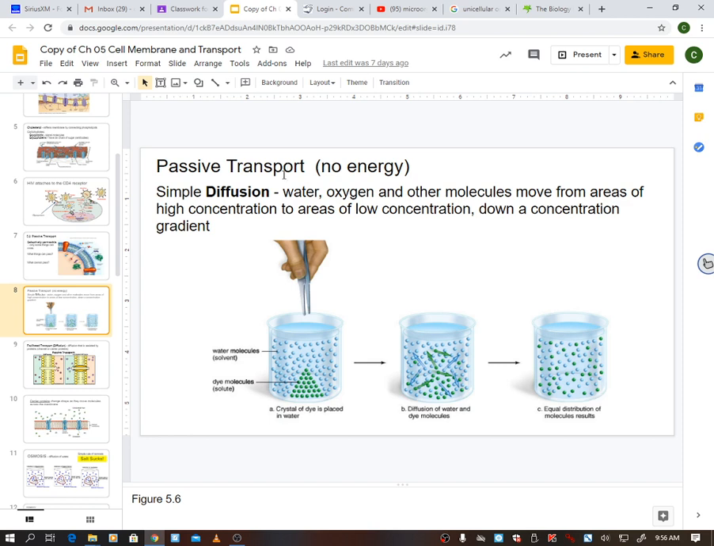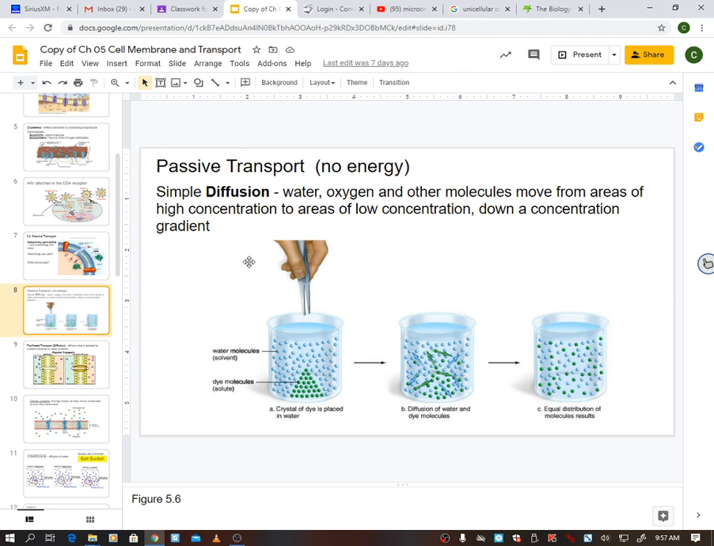Passive transport requires no energy. That's what passive means, right? Passive versus active. If you're active, you are actively using energy. Passive, no energy, it just happens. So this is simple diffusion: water, oxygen, these small molecules that can just go in and out as they please, and it's always from an area of high concentration to low concentration.